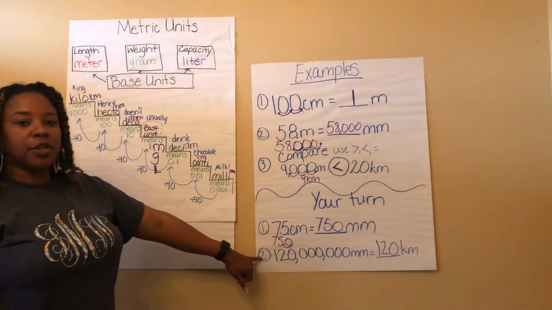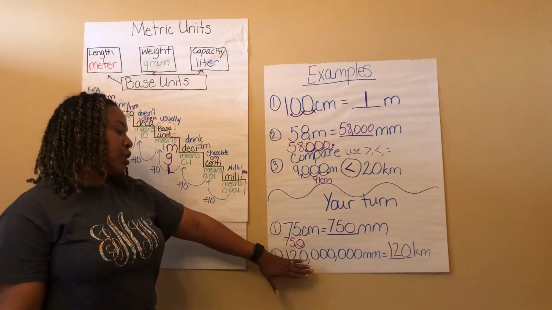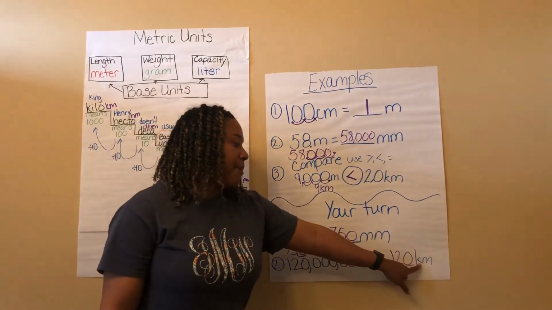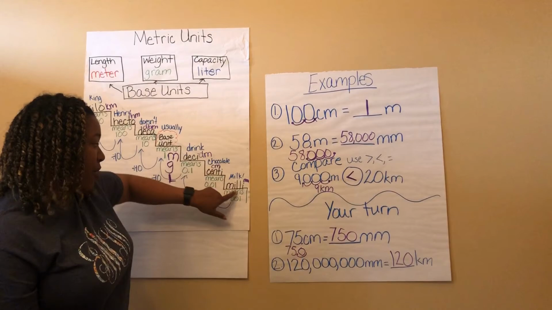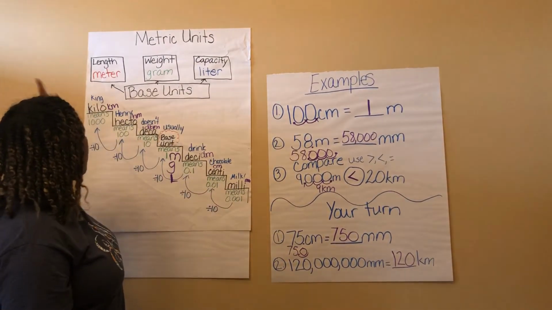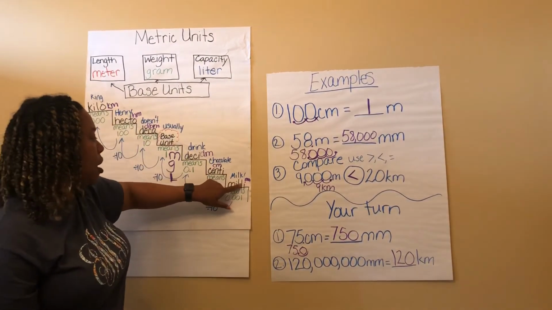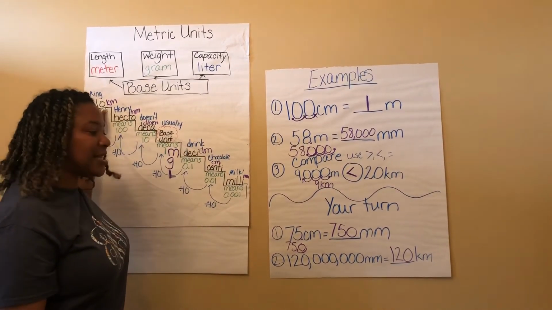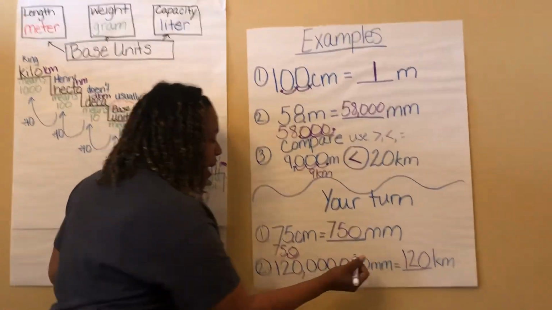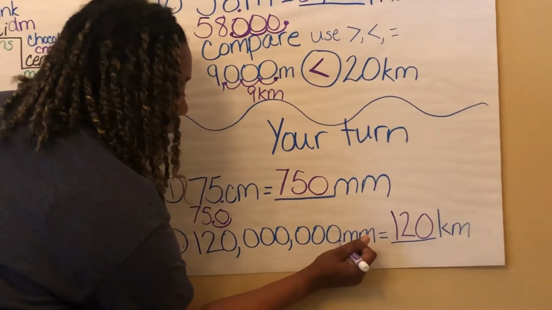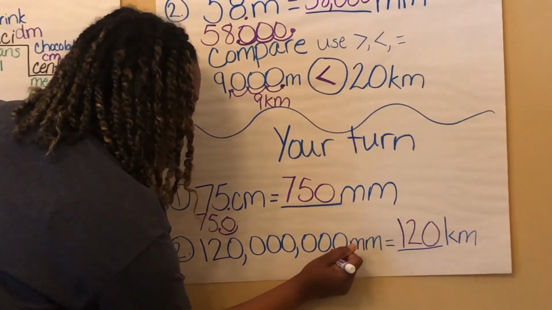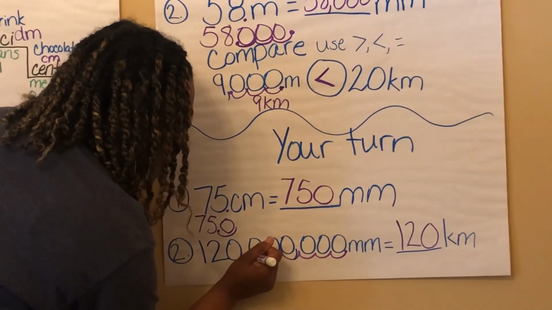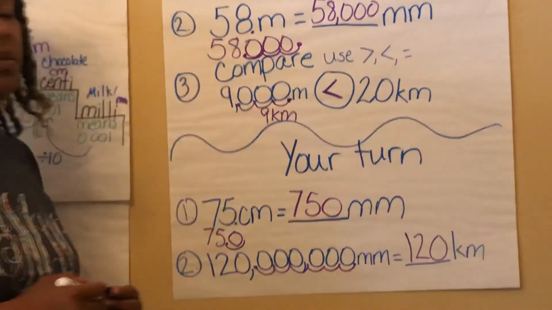All right. Number 2, we had 120 million millimeters is equal to how many kilometers? So we're standing here on millimeters, and we're going all the way up to kilometers. So we're going to go 1, 2, 3, 4, 5, 6 steps. So where's my decimal? At the end, I'm going to move it 6 times to the left because I'm dividing. 1, 2, 3, 4, 5, 6. So it will be 120 kilometers.